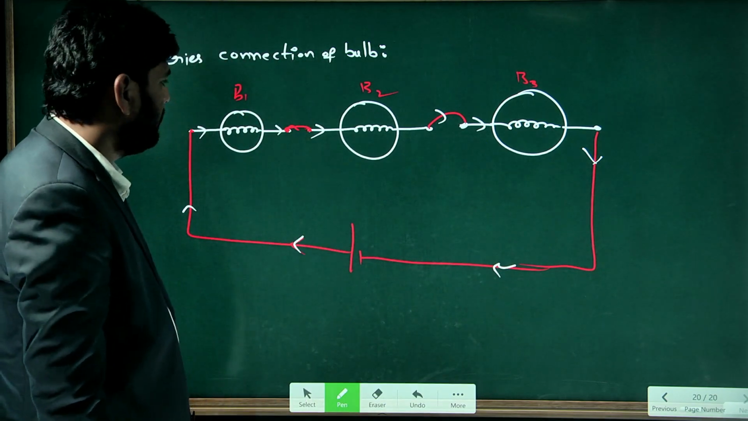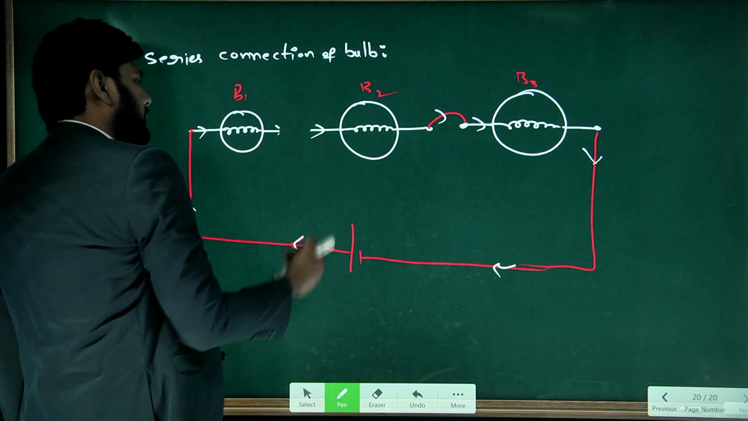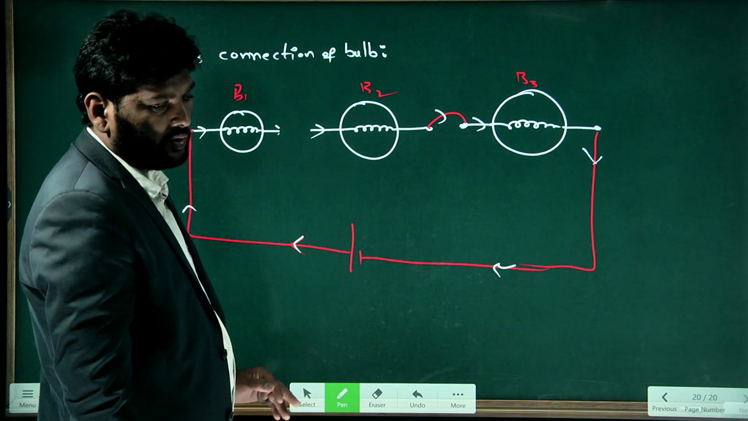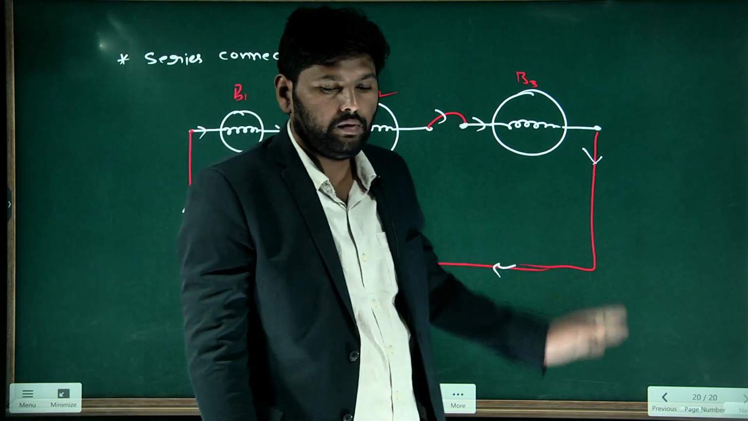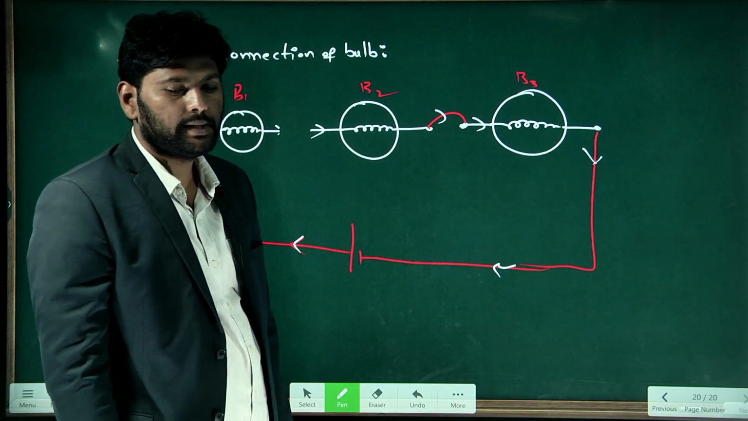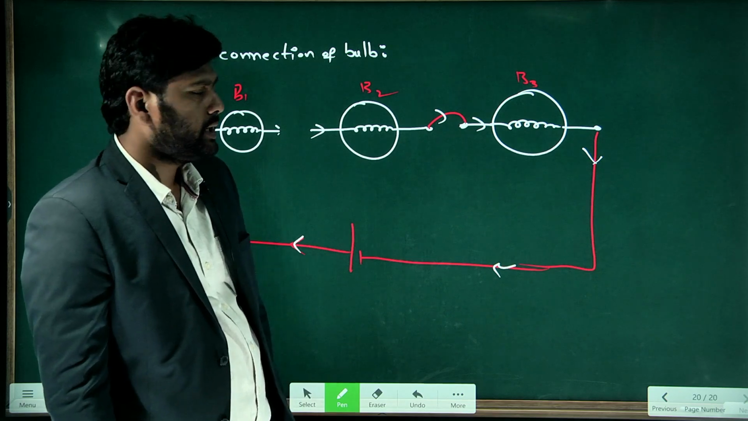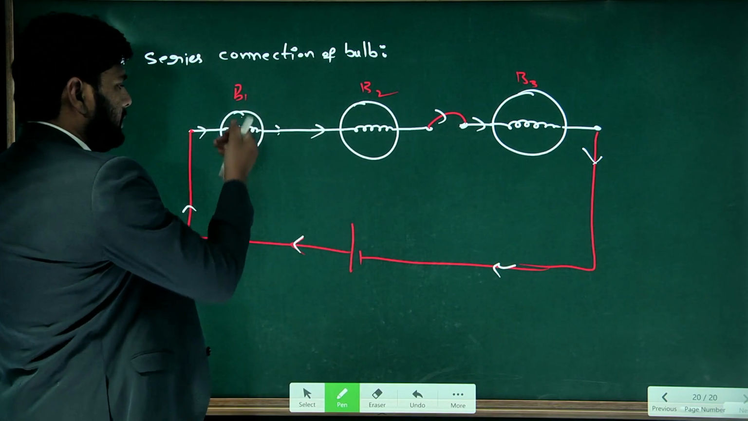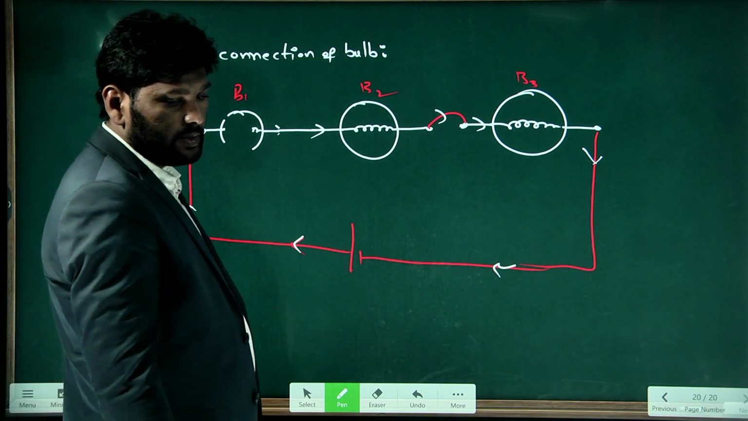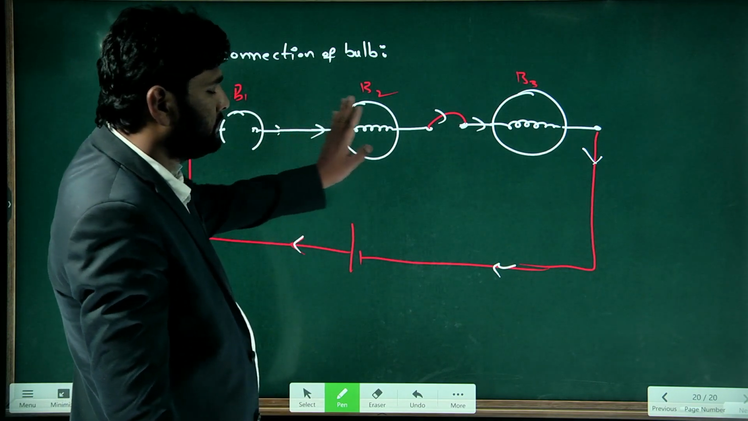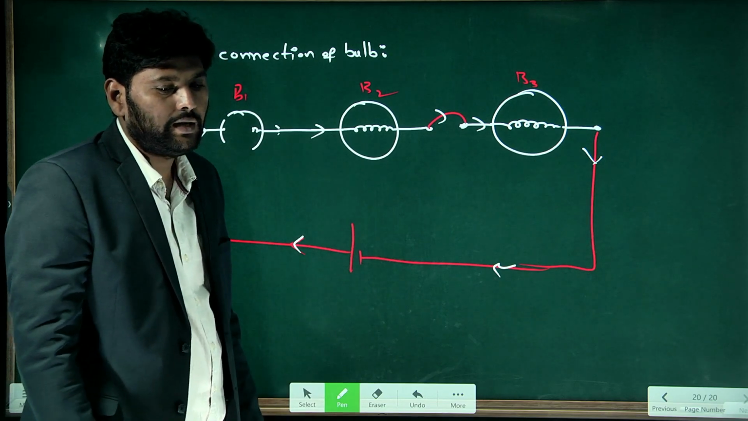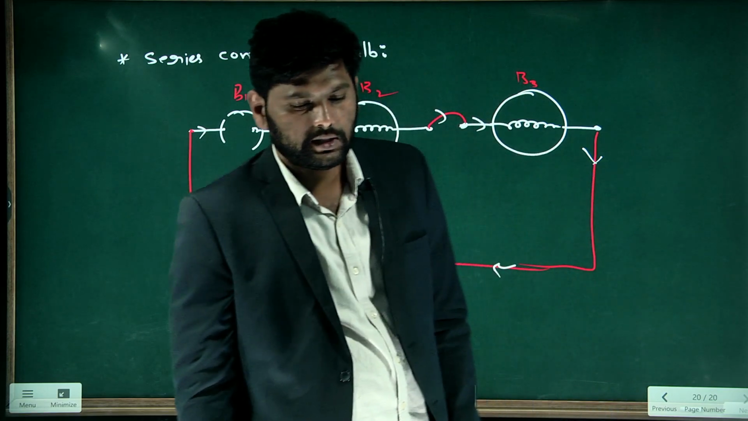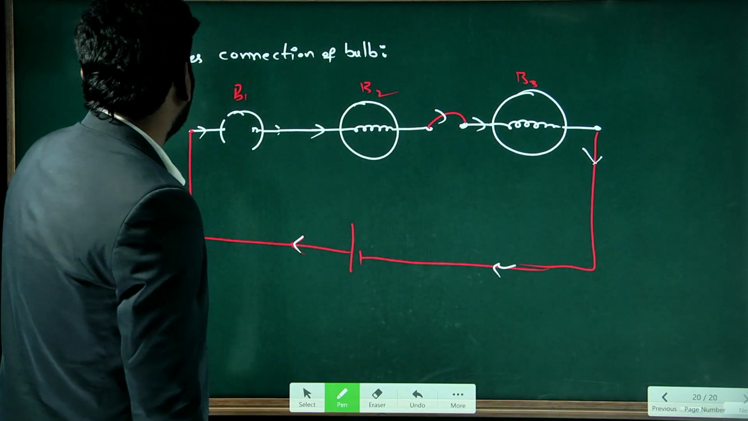But the thing is, if any bulb is fused or any connection gets damaged, what will happen? The other bulbs will also not work. For suppose this first bulb is damaged. When the first bulb is damaged, the other bulbs will not work. So this is the disadvantage of this connection. Understand?